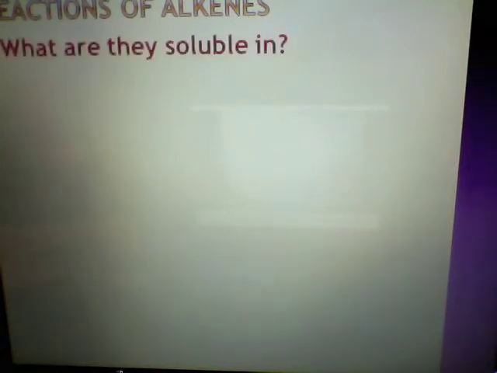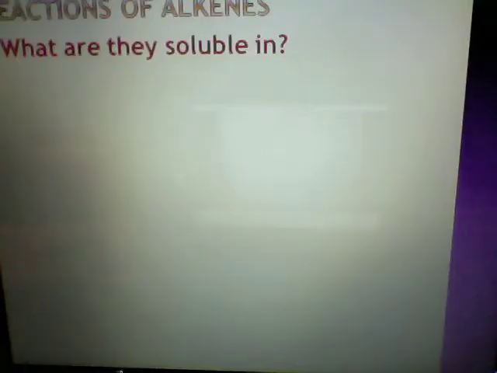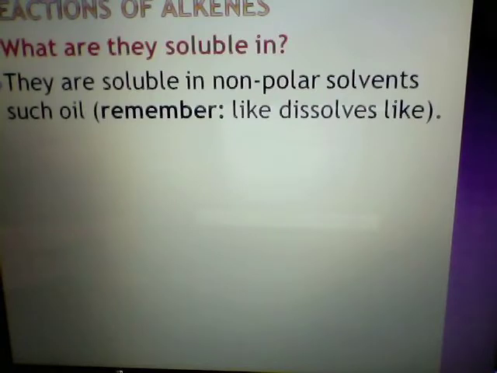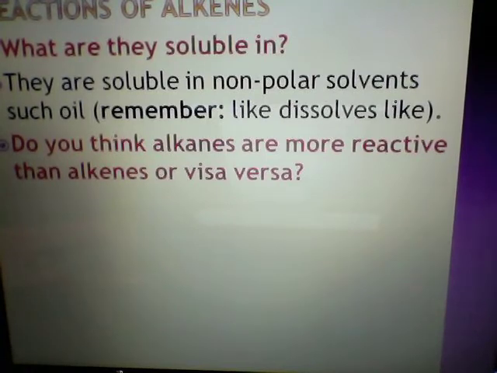Now, let's talk about reactions of alkenes. What I want you to do is take a couple of minutes to write down what you think alkenes are soluble in. Are they soluble in water? So, they're soluble in non-polar solvents such as oil. Do you think that alkanes are more reactive than alkenes, or vice versa? Give students a minute to try and answer this using their idea of what happened with bromine in the fume hood.